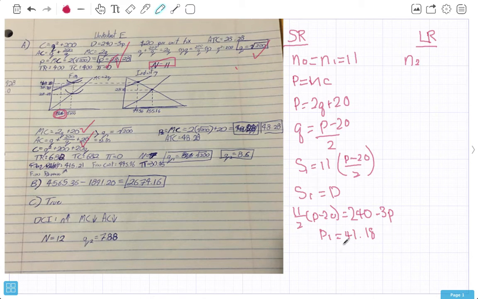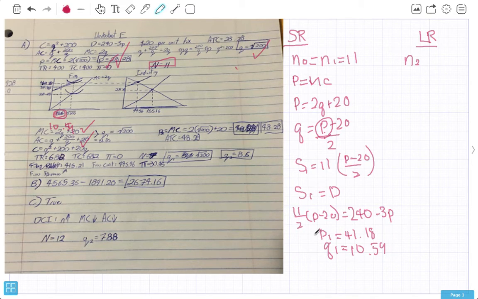And then if you plug this value into here, you'd get Q1 equals 10.59. So this value goes here, 10.59. So now you have Q1, P1.